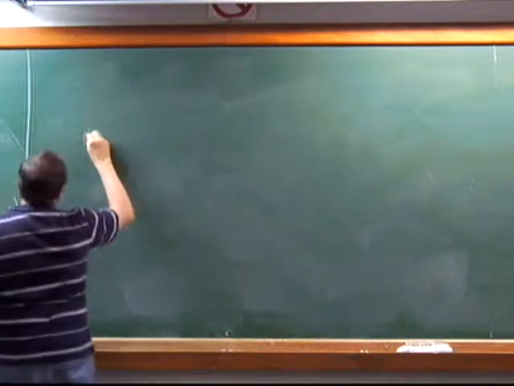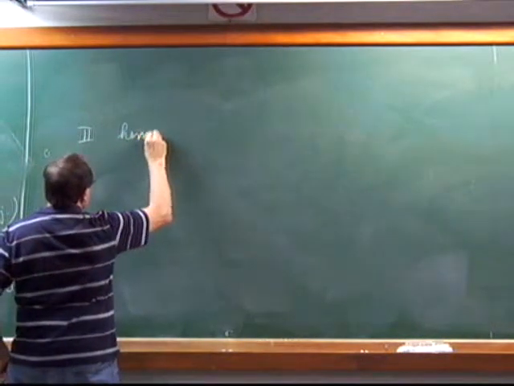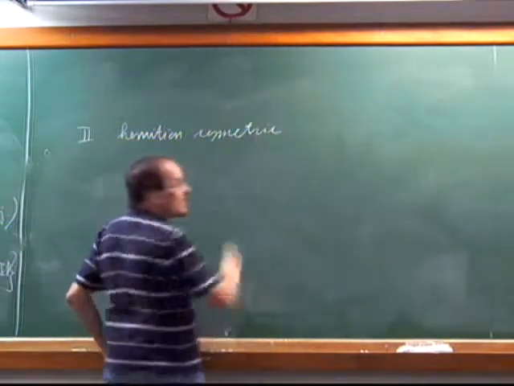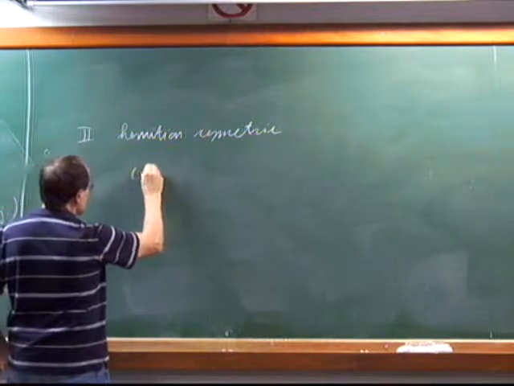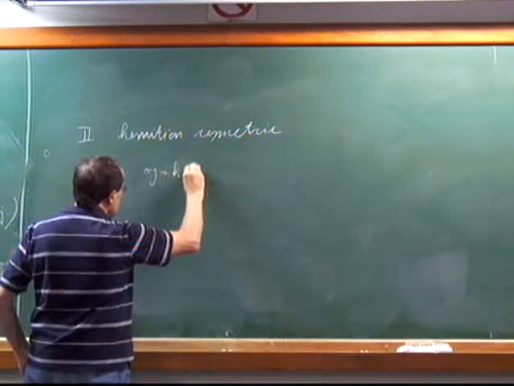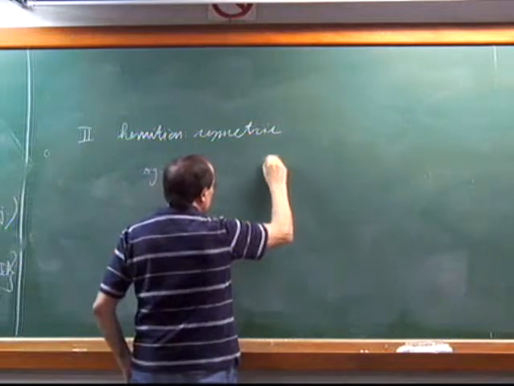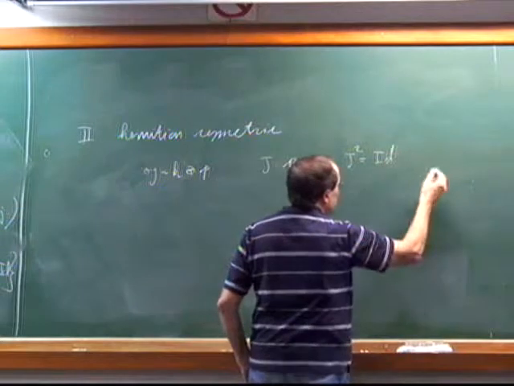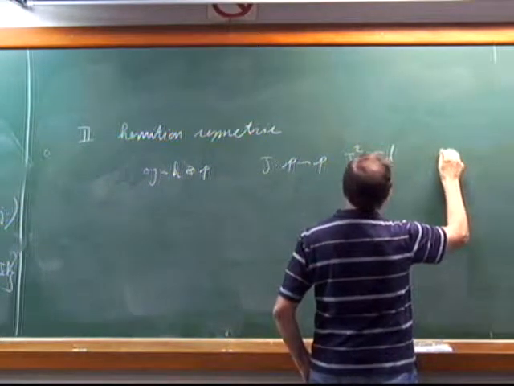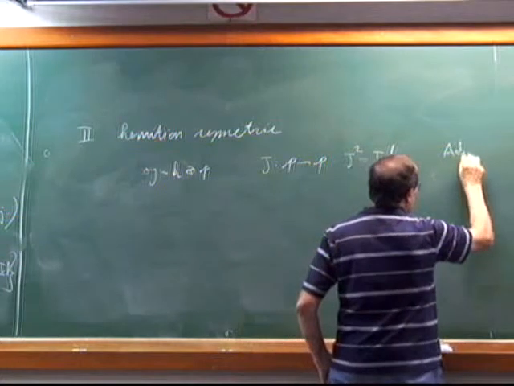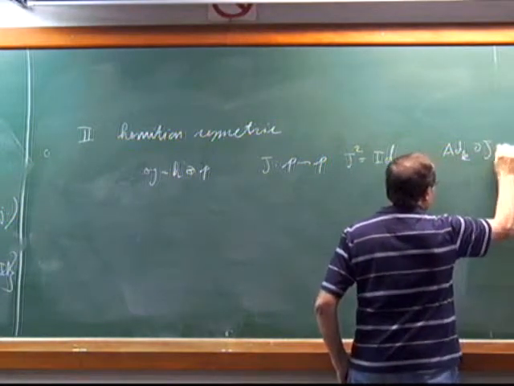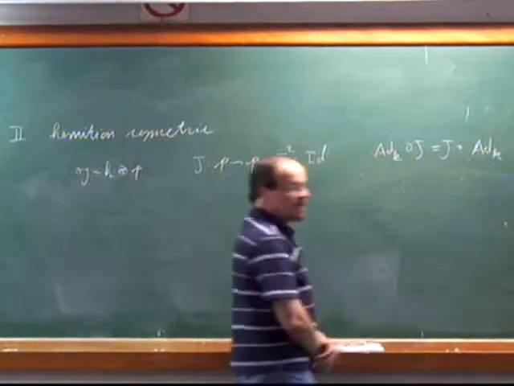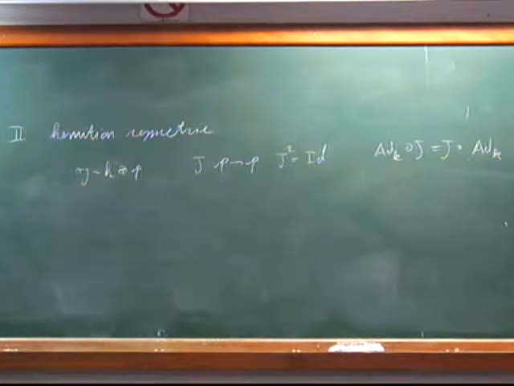Topic 2 we can cover is Hermitian symmetric spaces. So in terms of our description, g is k plus p. There will be a complex structure J on p which commutes with Ad K. So that Ad K composed with J is J composed with Ad K. So in other words, Ad K is complex linear. That's called a Hermitian symmetric space.